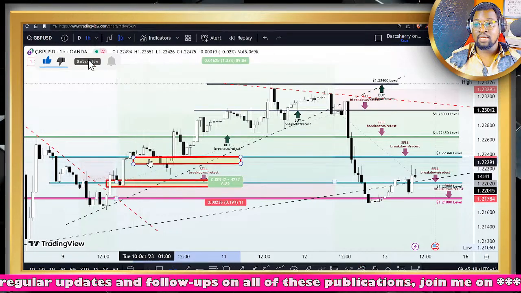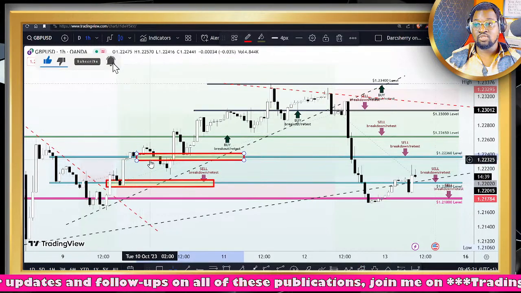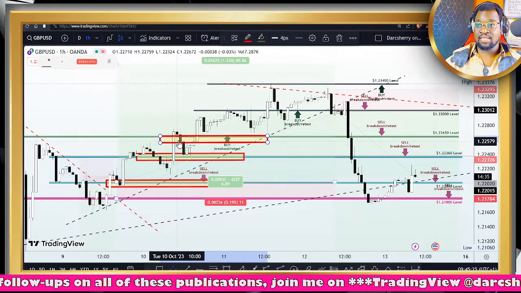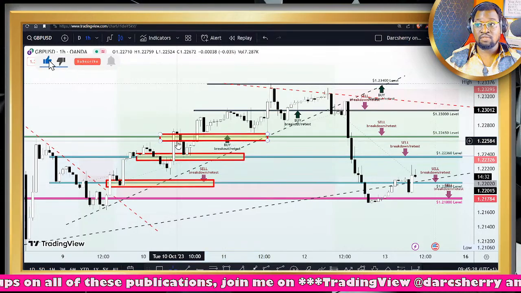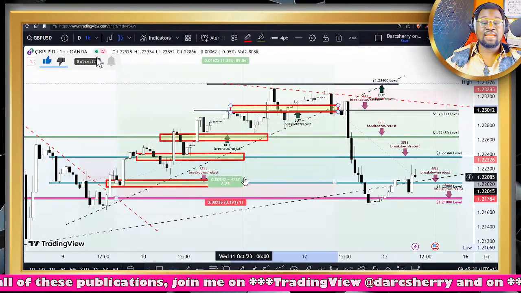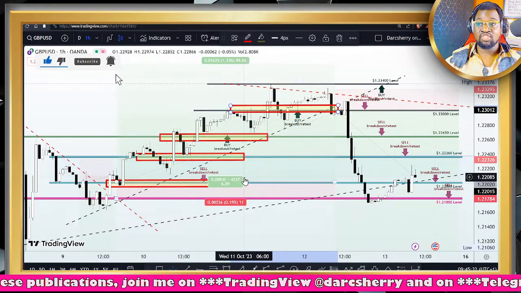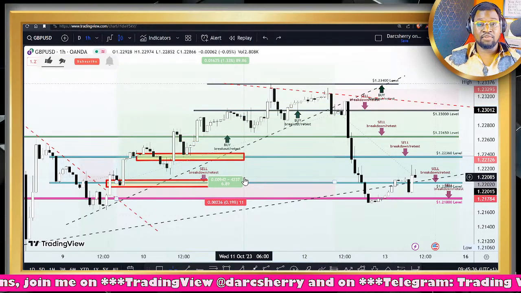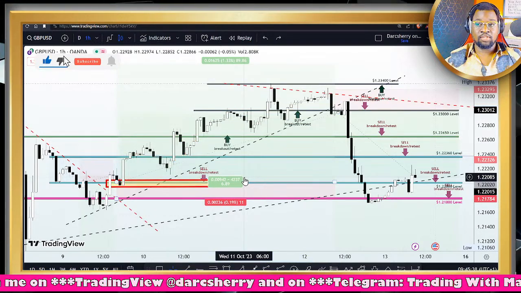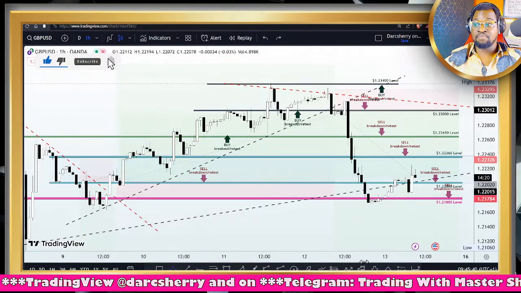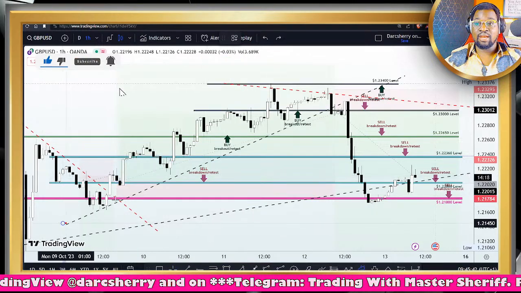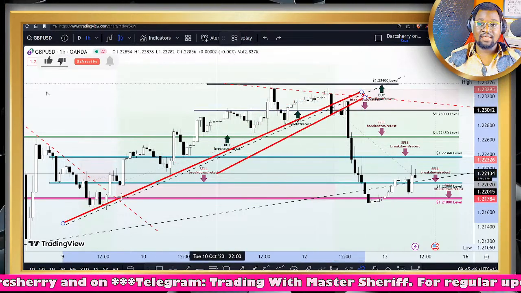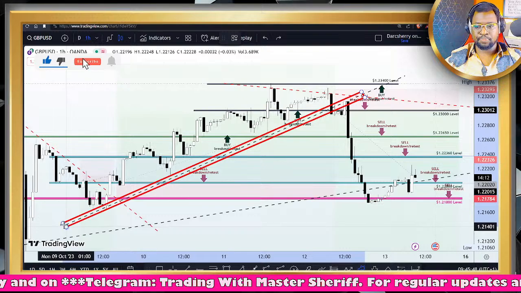We kept on adding more positions as price continues to climb up, breaking out structures like the 1.22360, 1.22650 area, and finally the 1.2300 level. And one of the things that made us feel comfortable buying the GBPUSD this week was that beautiful ascending trend line which we identified after connecting the series of higher lows.